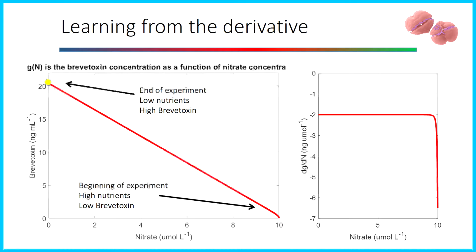You'll note that this derivative is always negative because brevetoxin goes down when nitrate goes up, and vice versa. You can think of this derivative as telling you how brevetoxin varied with respect to variations in nitrate, or in other words, how much brevetoxin the Karenia produced for each micromole of nitrate that they utilized as a nutrient. Since the derivative dg/dn is basically -2 most of the time, that tells us that the Karenia in our culture were usually producing 2 nanograms of brevetoxin for every micromole of nitrate that they took up. That is a potentially useful piece of information for studying the impact of brevetoxin in coastal ecosystems.